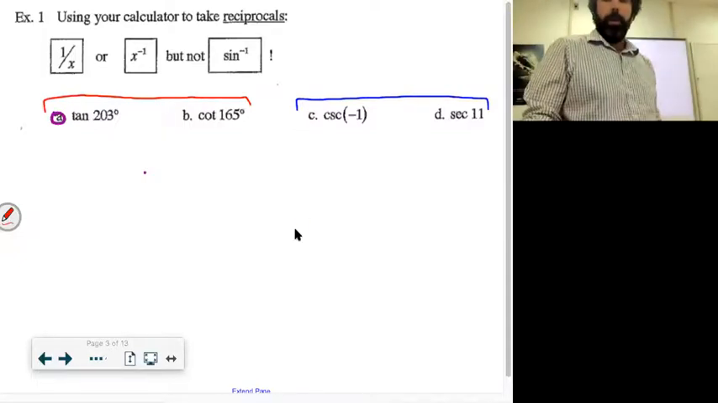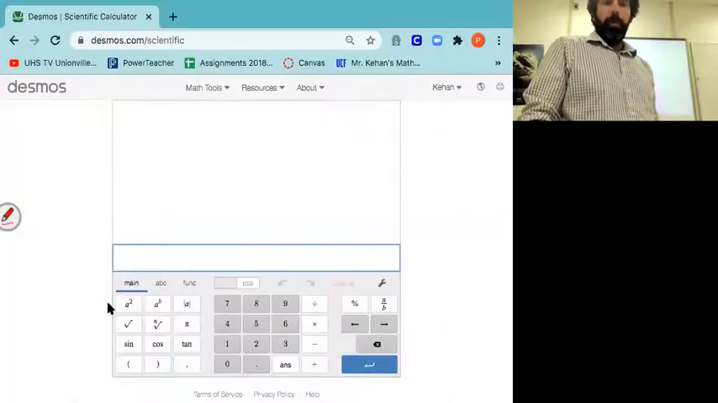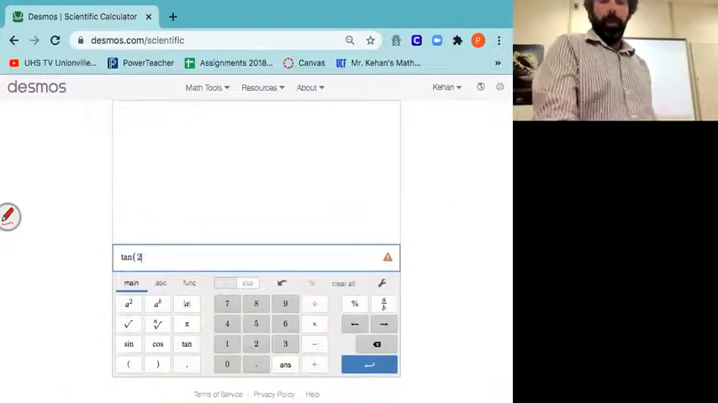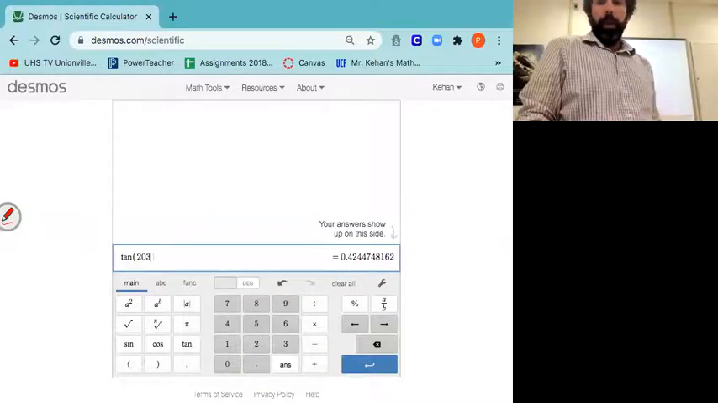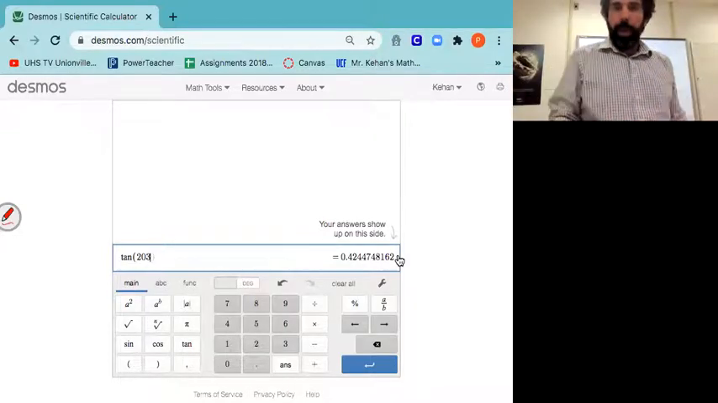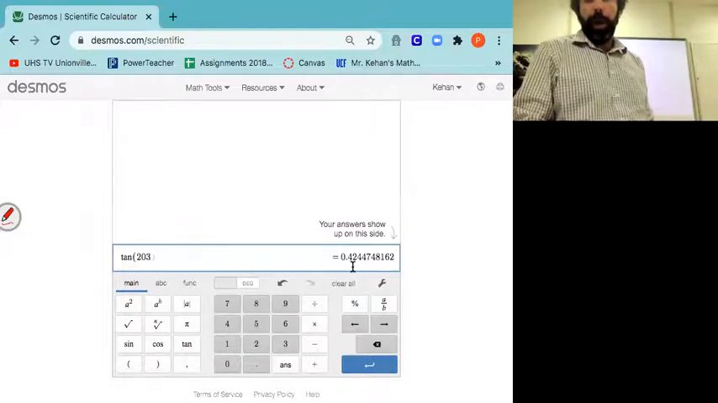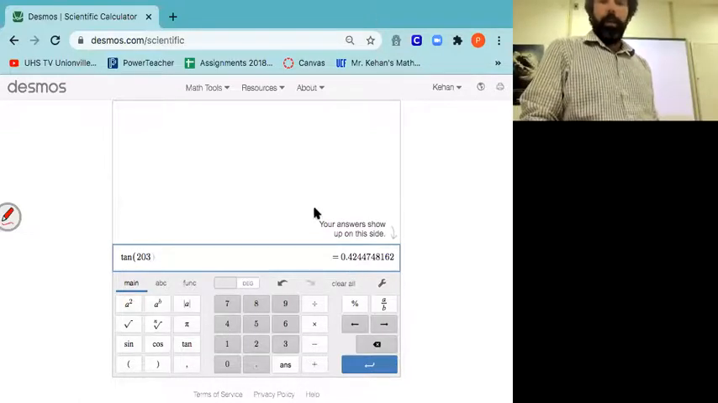I'm going to use Desmos real quick to walk you through it. So it's the tangent of 203 degrees. I hit the tangent key, tan, and then type in 203 and hit enter. I can see right here in this setting that it's in degrees. So I hit enter, and there's my tangent of 203 degrees value: 0.42447. We want to round this to 4 decimal places, so this would be 0.4245, and that's the tangent of 203 degrees.